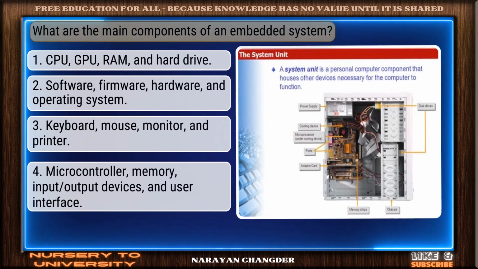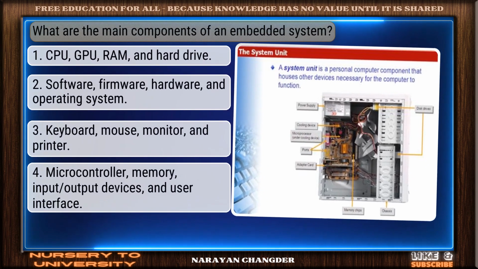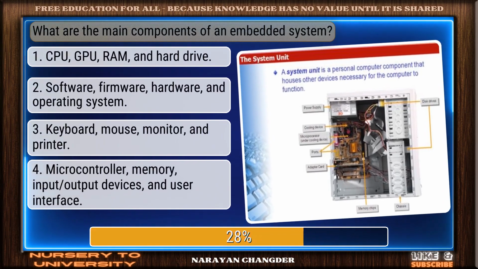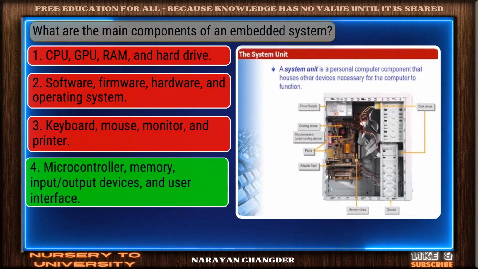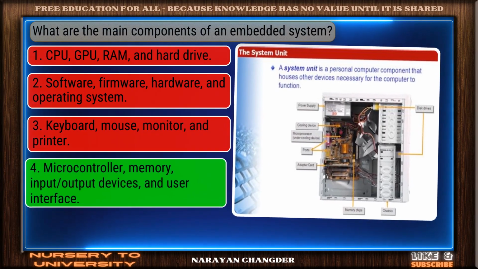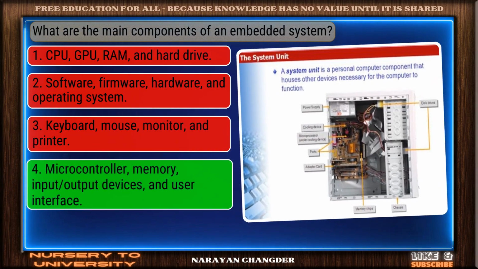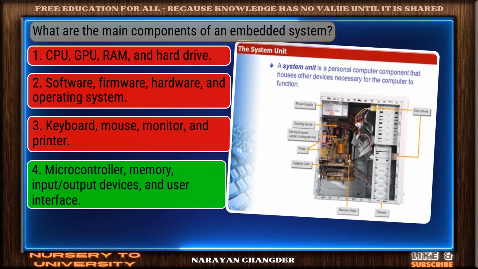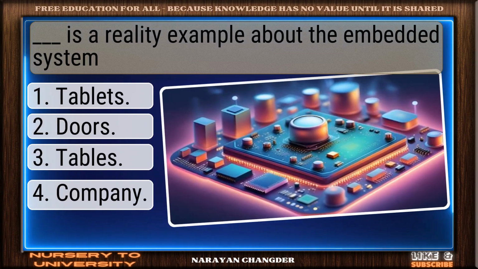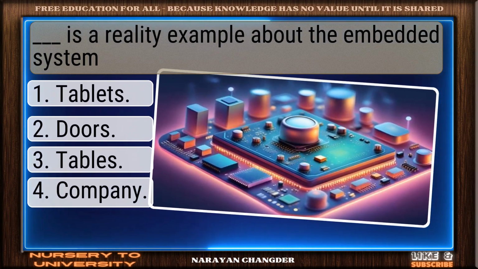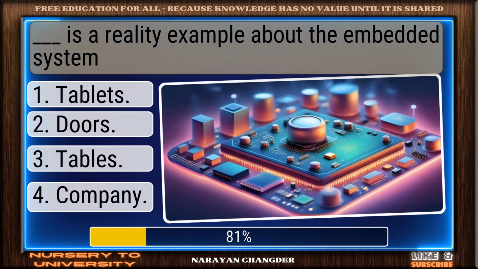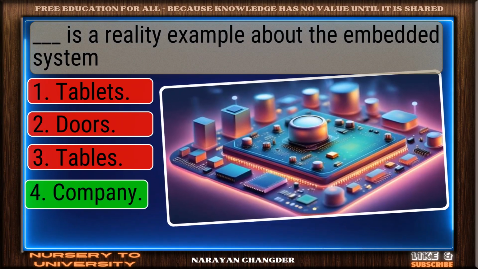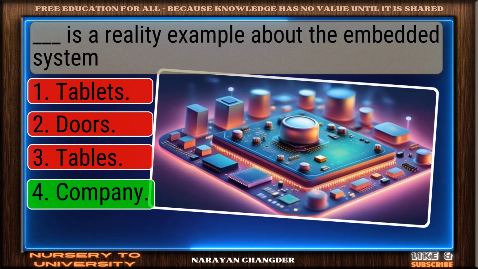Question number 24. What are the main components of an embedded system? You chose microcontroller, memory, input-output devices, and user interface. And it is correct! Question number 25. Dash is a reality example about the embedded system. You got it. Your choice, company, is right.